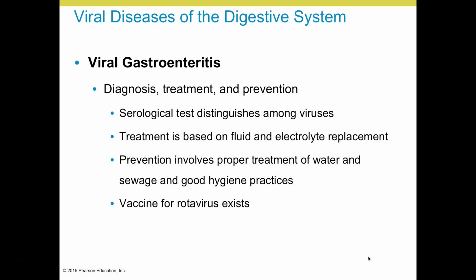Okay? So when you get the gastroenteritis virus, how do you know? Well, you know it's a virus because you did a serological test. And again, water and electrolyte replacement is the treatment. And how do you avoid it? Well, filter water and sewage, good hygiene practices, and there's a vaccine for it.